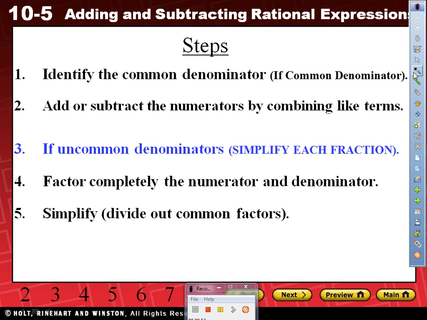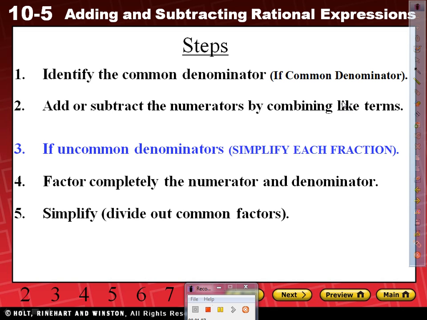It says steps. Number 1, identify the common denominator. In parentheses, if common denominator. So all you have to do is identify it, okay? So if it has a common denominator, I'm going to step 2. You just add and subtract the numerators by combining like terms. Add or subtract the numerators by combining like terms.